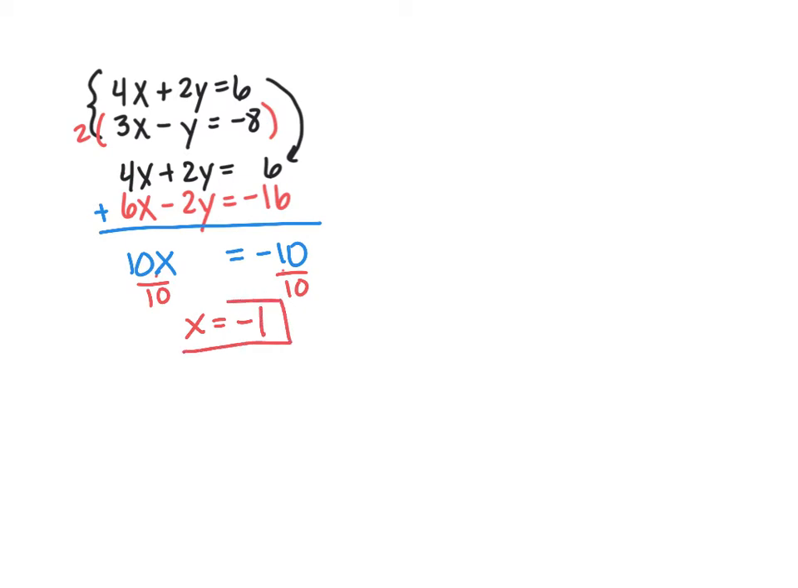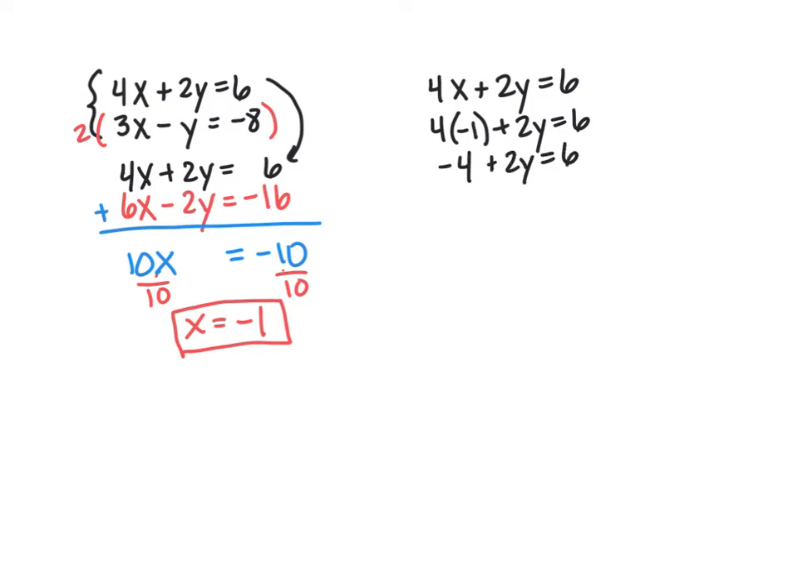Now that I know what X is, I can plug it into either here or here on either of these equations. I'll go with this one. This is 4x plus 2y equals 6. I'm going to rewrite that same equation over here just to give my brain room to see. And I will plug in for X, 4 times X, which is negative 1. I know that now. And there we go. 4 times negative 1 is negative 4.